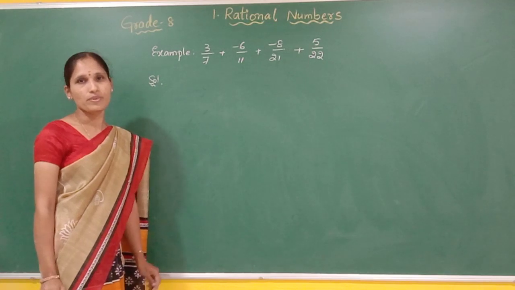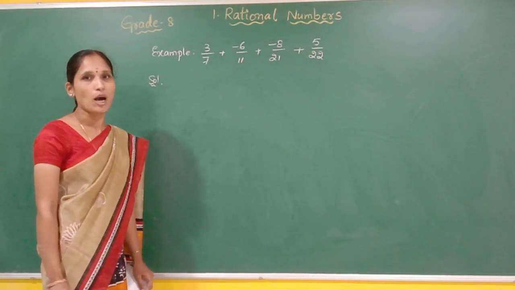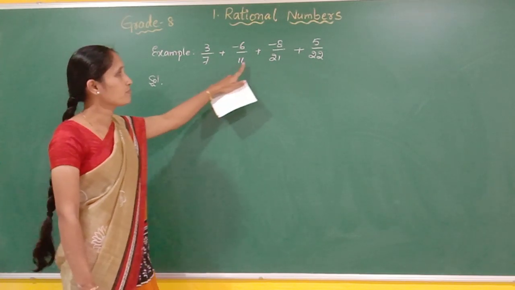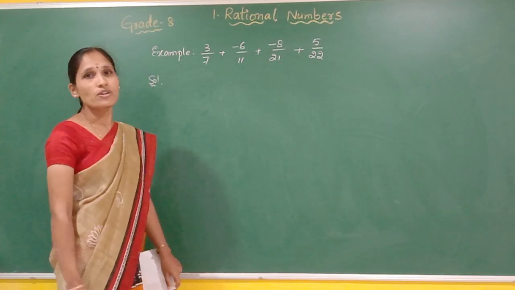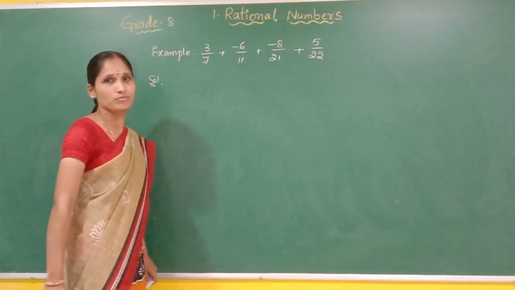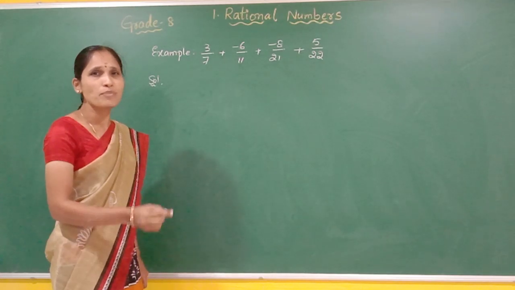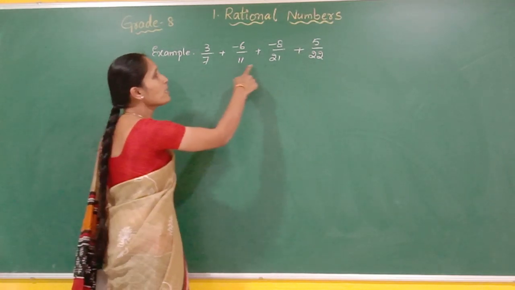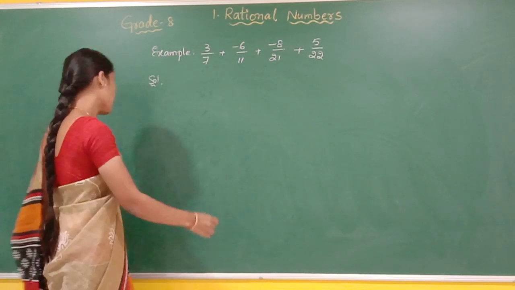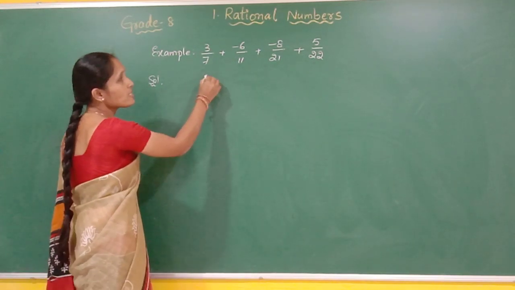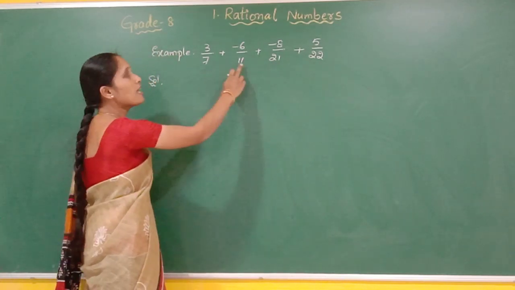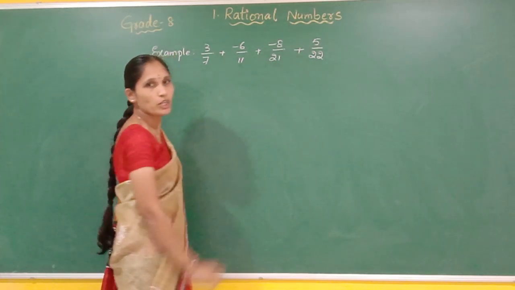The first step involved in the solution is observing whether the denominators are equal. We can observe here that all the denominators are not equal. So, the next step is equalizing the denominators by taking the LCM. First find the LCM. Let's find the LCM of denominators 7, 11, 21 and 22.